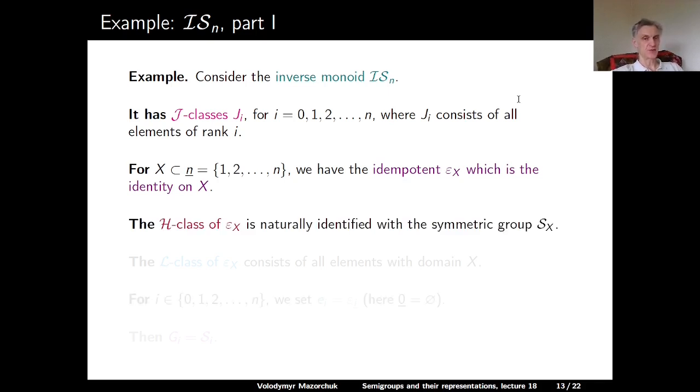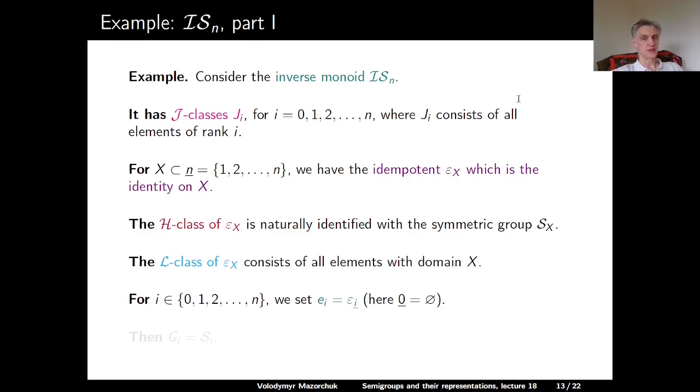The H class of epsilon_X is naturally identified with the symmetric group S_X. The left class of epsilon_X consists of all elements in IS_n which have domain X. For an index i between 0 and n, let's denote by E_i the idempotent epsilon of i underlined, and in particular 0 underlined is the empty set.